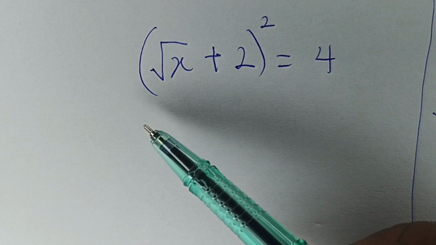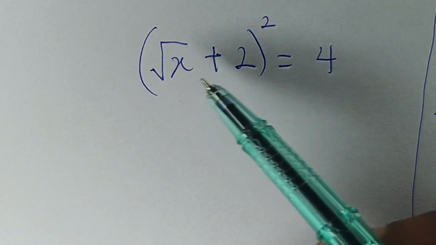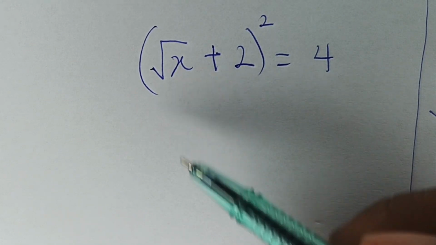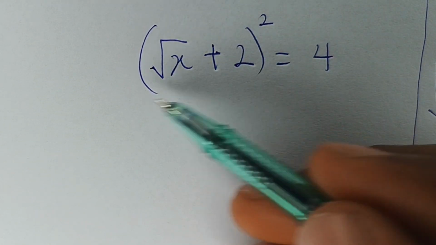Let's solve this equation together. It says (square root of x plus 2) all squared is equal to 4. Okay, so how do we solve this? Now the first thing to do is to open up this bracket.